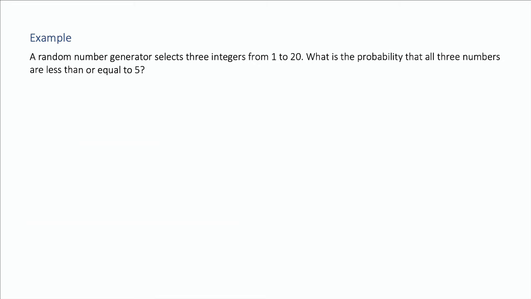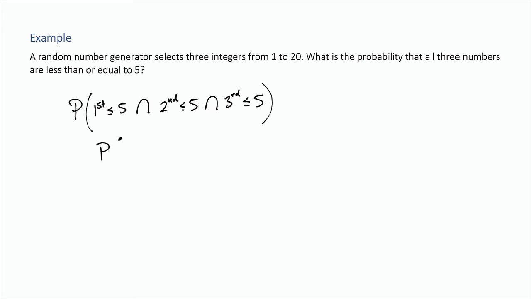So I can use my rule for the probability of independent events and say that the probability that the first is less than or equal to 5 and the second is less than or equal to 5 and the third is less than or equal to 5. This is just an extension of my independent events rule, and that's just I multiply these three probabilities. So that's the probability that the first is less than or equal to 5 times the probability that the second number is less than or equal to 5 times the probability that the third number is less than or equal to 5.